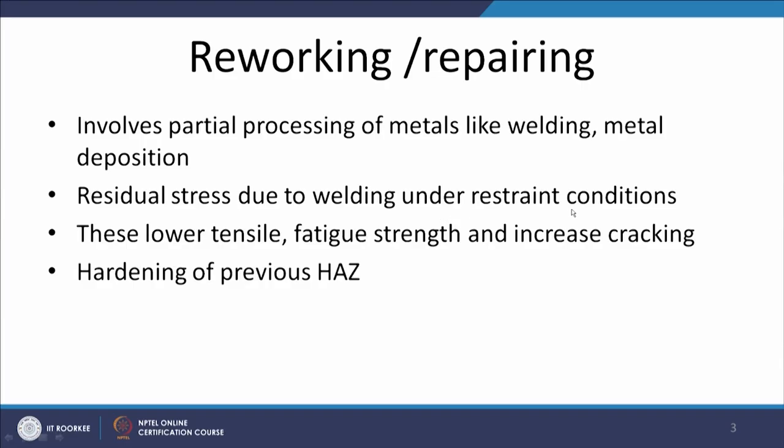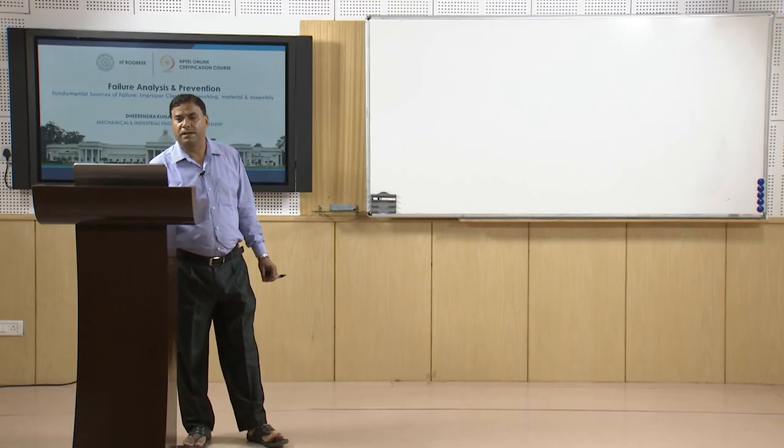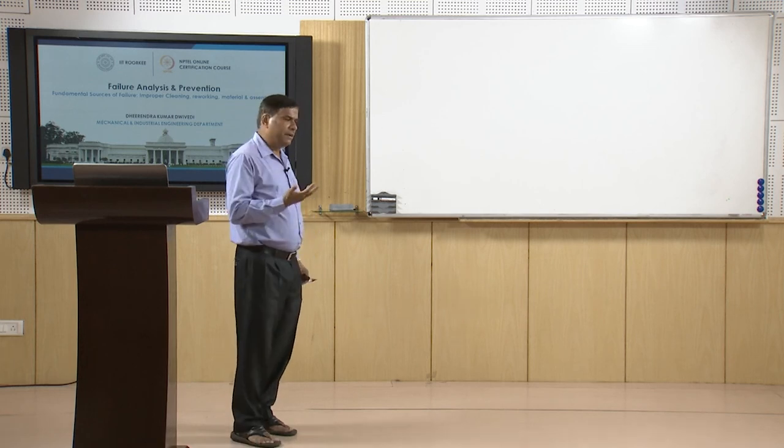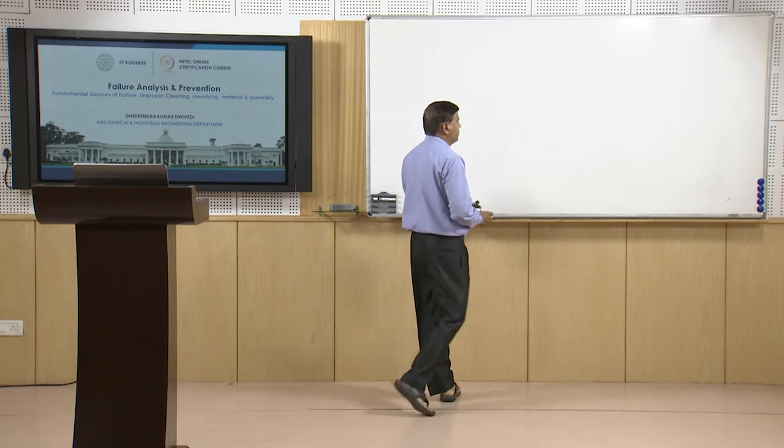Residual stresses due to welding under restrained conditions can really adversely affect the fatigue strength and tensile strength, and increase cracking tendency. So a combination of tensile residual stresses, reduced ductility and increased hardness actually lowers the tensile strength and fatigue strength, and increases the cracking tendency. So these are the different ways by which failure can occur during reworking. Reworking has to be planned out, and procedures for reworking have to be developed properly so that these aspects can be taken care of. And it is not that difficult to establish whether they have contributed towards the failure.